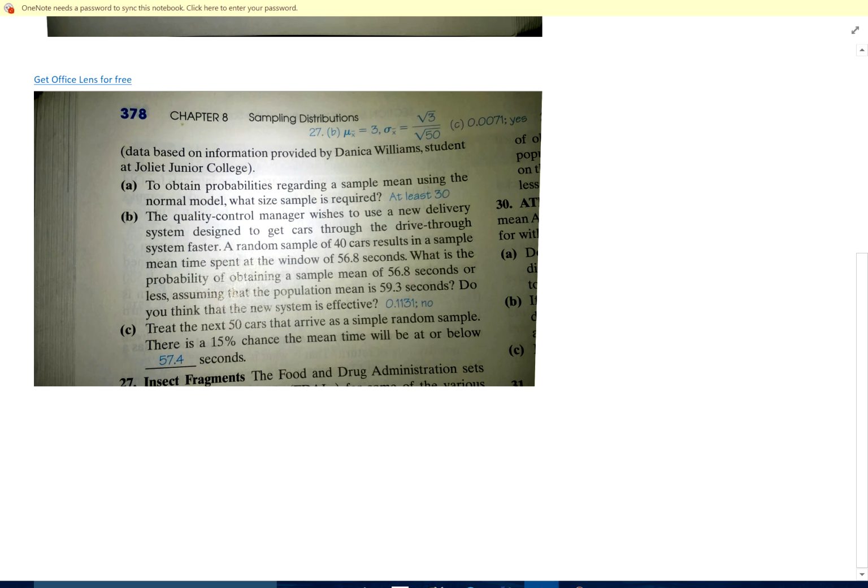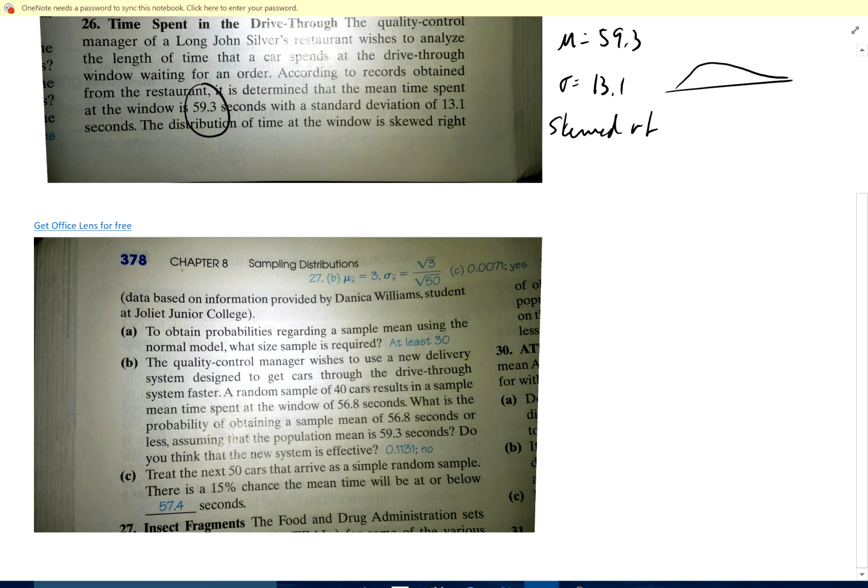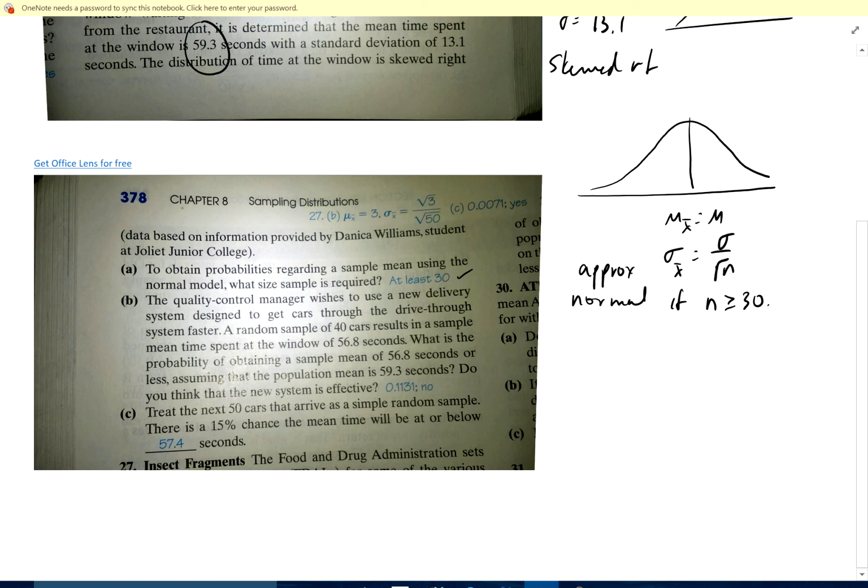Then it says B, to obtain probabilities regarding a sample mean using the normal model, what sample size must be required? Well, if I want the sampling distribution to be approximately normal, then sigma sub x bar must be sigma over square root of n. Then that happens is normal, or actually approximately normal, if n is greater than or equal to 30. Okay, so that's that. Quality control manager is using a new delivery system designed to get cars through the drive-through. Random sample of 40 cars. So if n equals 40, the mean time x bar is 56.8.